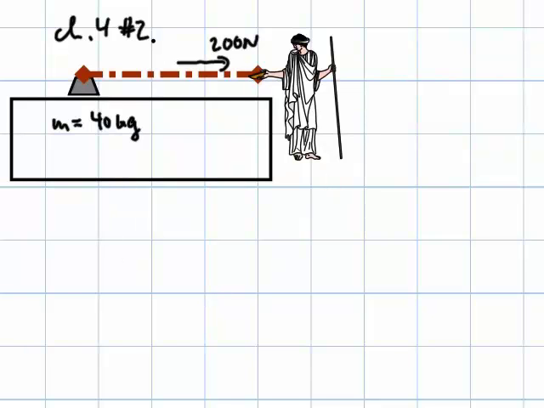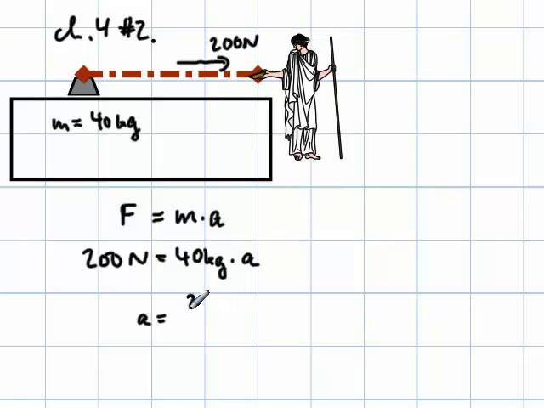So the equation is straightforward. F equals m times a, or sum of the forces, or the net force. And apparently we only have one force here. 200 newtons equals 40 kilograms times acceleration. So obviously, acceleration equals 200 newtons divided by 40 kilograms. That comes out to obviously 5.